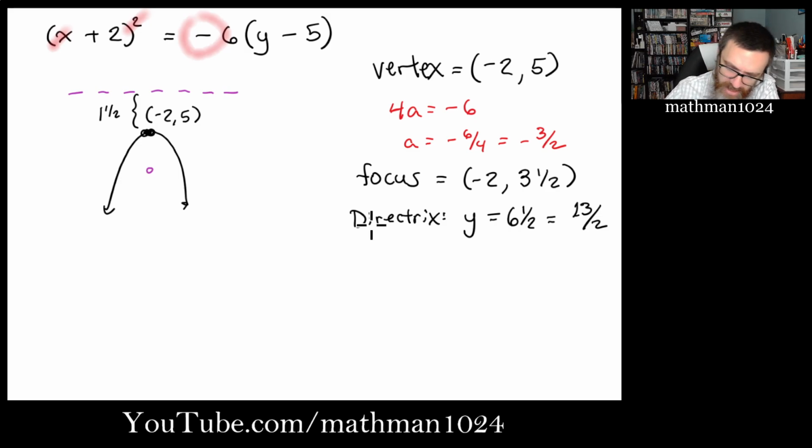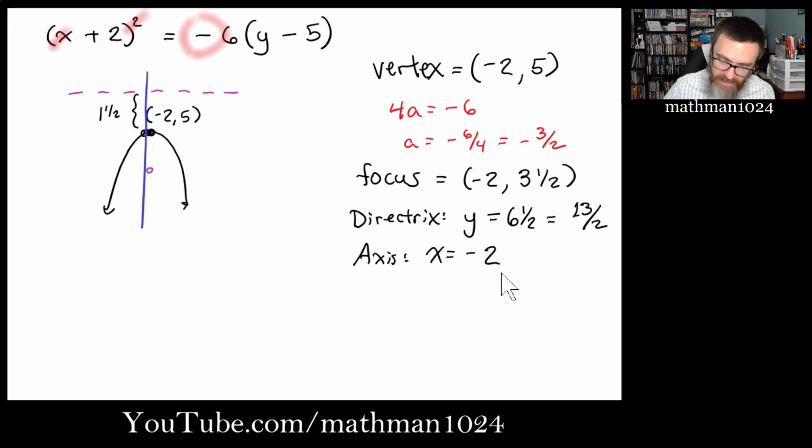All right, and then we have our axis of symmetry. It's that vertical line because of the orientation here. So vertical line that goes through these guys, and that is x equals negative 2. All right. So my focus, we said, was negative 2, 3.5. All right. Now let's talk about my domain.